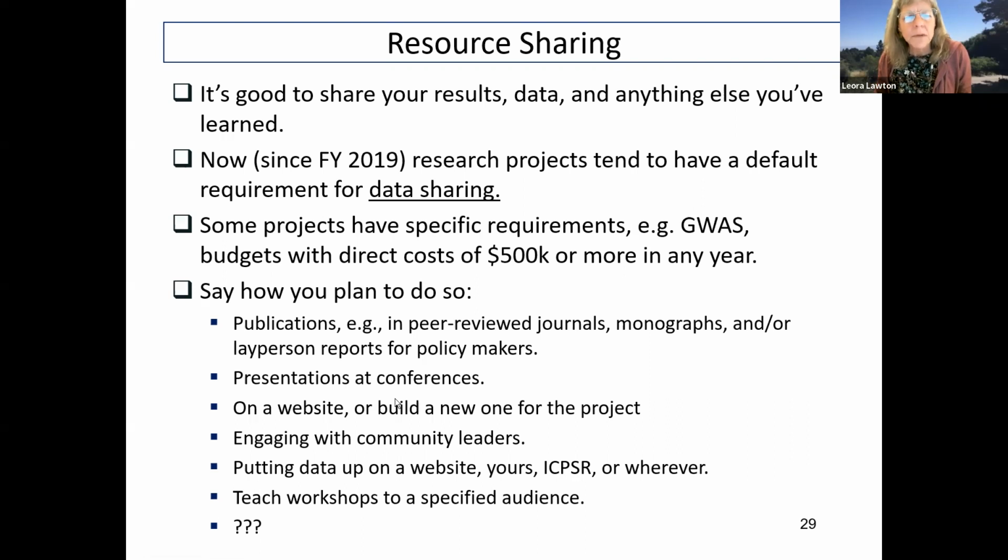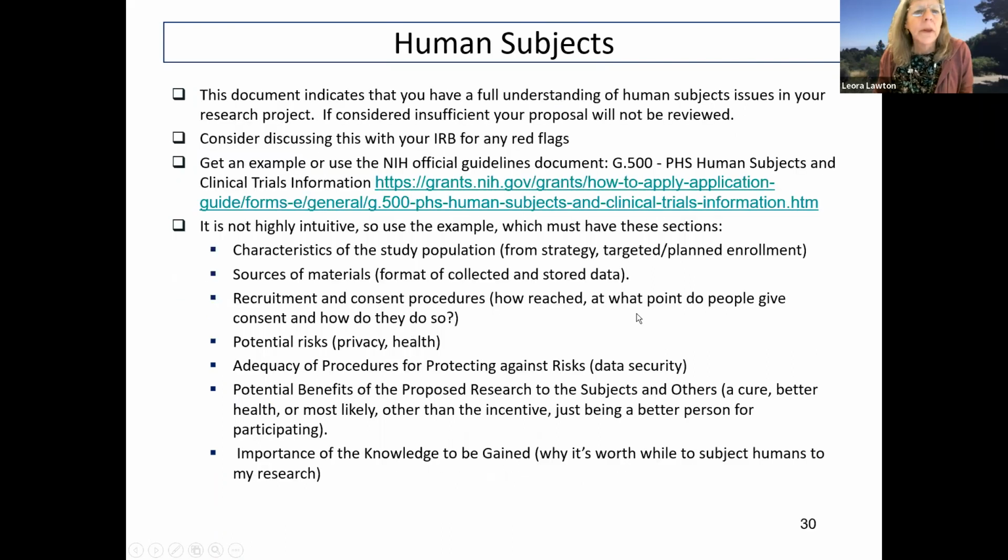So with some projects, they will spell out in the FOA that you have to share the data. You definitely do with projects that are $500,000 or more, but some other ones that are even less than $500,000, they'll still say you must put this in. You must have this aspect of it.